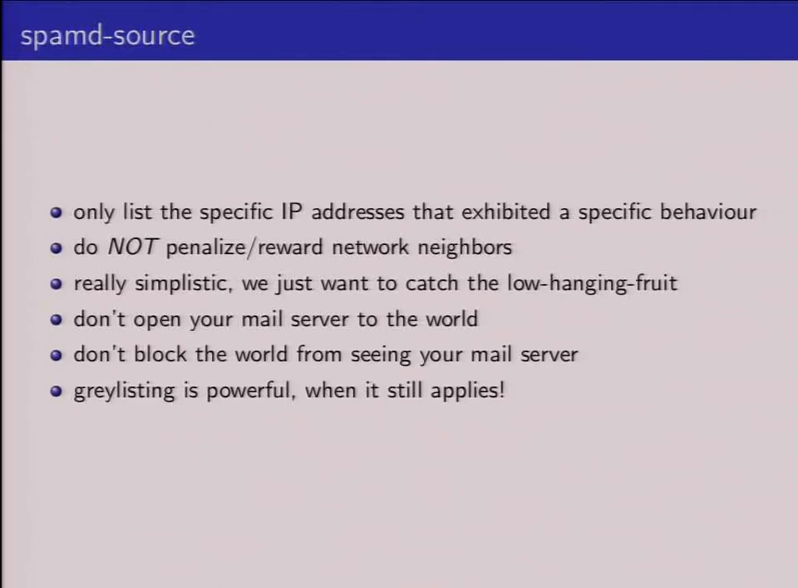So the SpamD source systems are the five upstream servers that I mentioned. They only list the specific IP address that they've seen bad behavior from. Intentionally, and different from many other anti-spam techniques, we will not and do not penalize any network neighbors. Just because you live in a dangerous neighborhood doesn't mean you should be shot too. It's a very simplistic method. We only want to catch the low-hanging fruit. We want to get to the obvious spammers. We also need to be careful about how we deal with this. We don't want to open up and allow everybody to send you mails, and we don't want to block you from receiving any emails from anybody. The greylisting technique of telling them to try again later is very, very powerful, but it's only powerful when you can still use it.